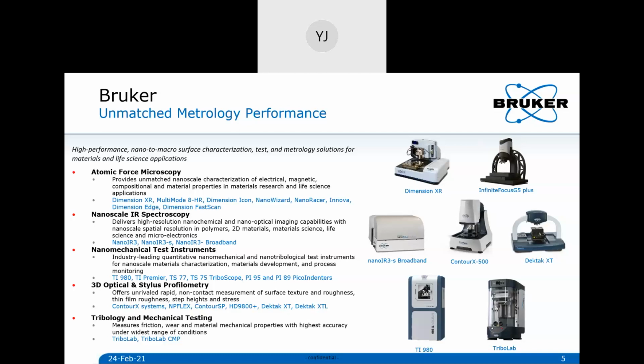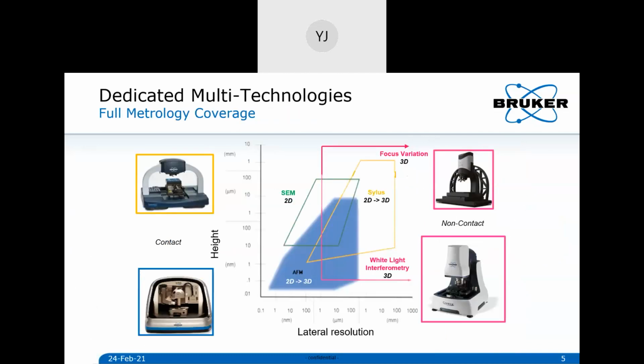Tribology, for example, will have a direct effect due to the change in surface texture and roughness. And that's what we are going to focus on today. If you look at the different characterization techniques available, and put them in a kind of graph.